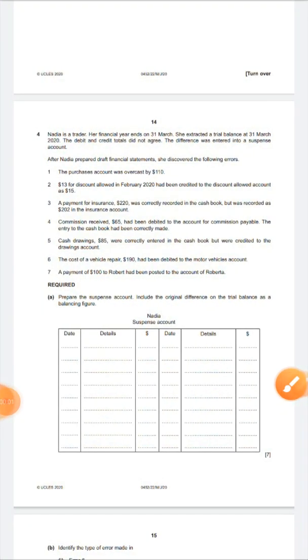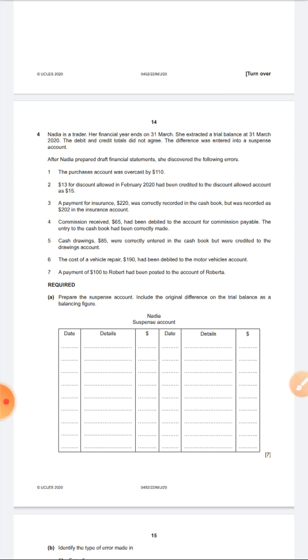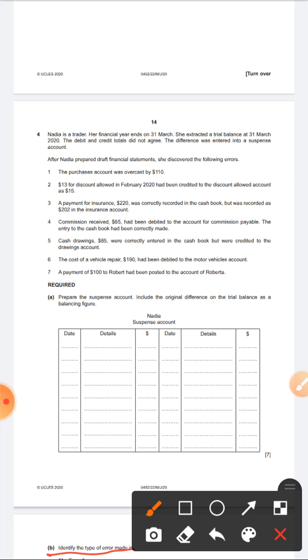Okay, in the question right below this one, the next question, they have asked you to identify the type of error made in number 6 and number 7. I'm not able to show you the question exactly because this is just a screenshot of that page, not the PDF which you had sent me. So they have asked you to identify the kind of error.